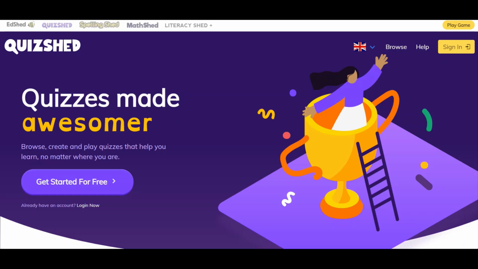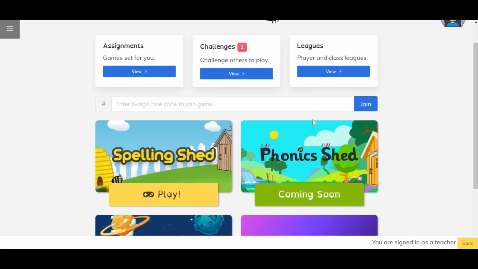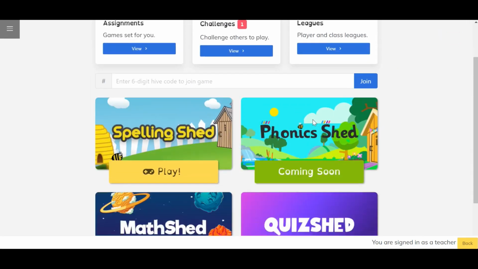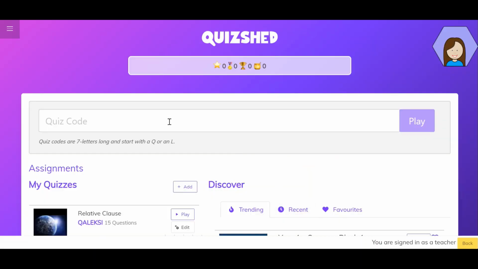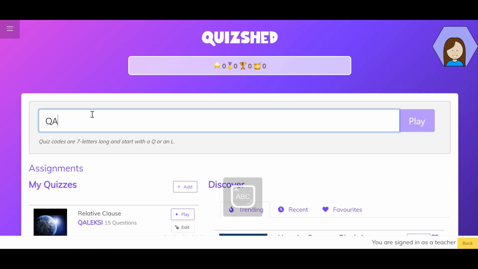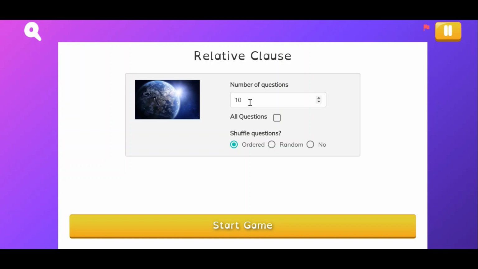When you get onto Quiz Shed, it will look like this. So you will first need to start off by signing in, or you can click on play a game if you're signed in already. So then you will click down to Quiz Shed down here, and then you would type in the quiz code. Now the quiz code is here. Obviously I've done it because I've created the quiz, so I know what the quiz code is. And then I can click play, and then I can add a number of questions. I'm going to click all questions, and you can order them however you'd like.